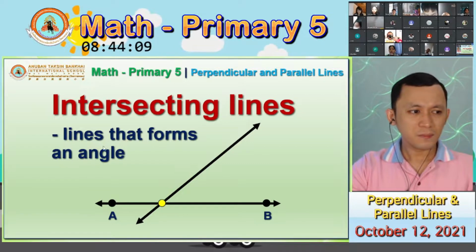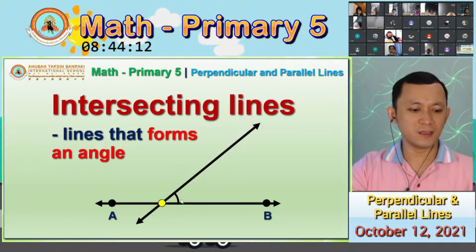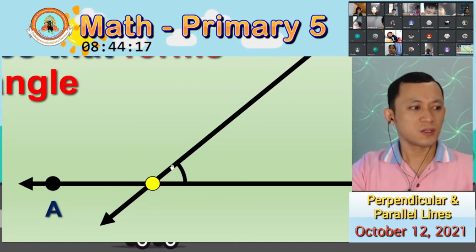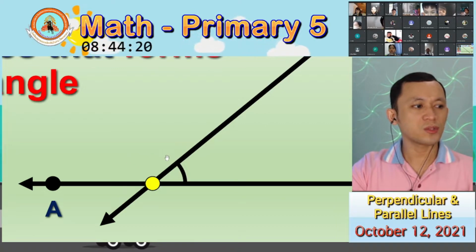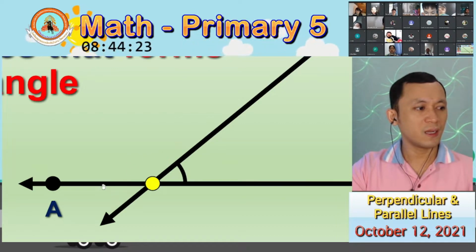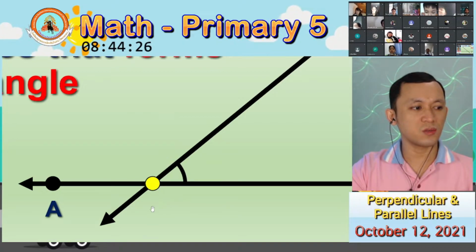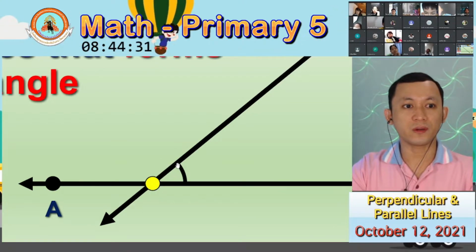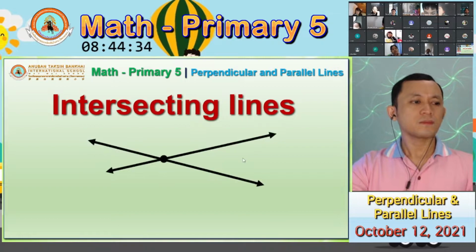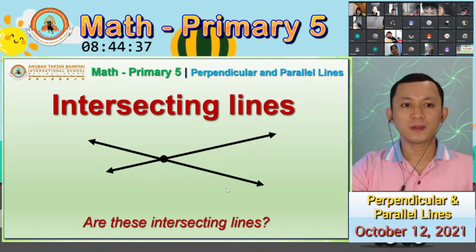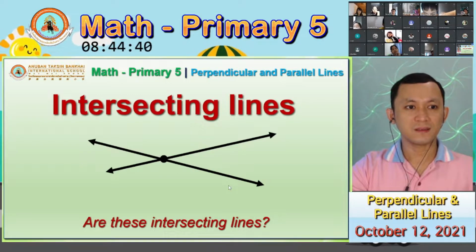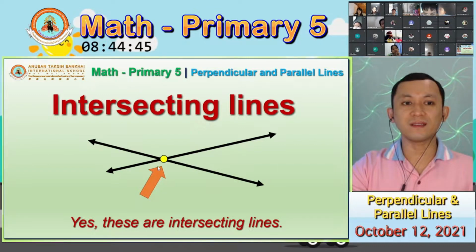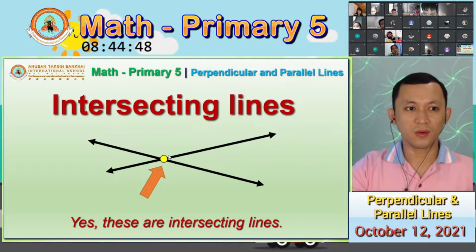Now, here is the angle. We have 4 angles. This one here is 1. This one here is also an angle, 2. Underneath is also an angle, 3. And this one here can also form an angle. I just write 1 for reference. This is also an intersecting line, and the point where they intersect is what we call the vertex.